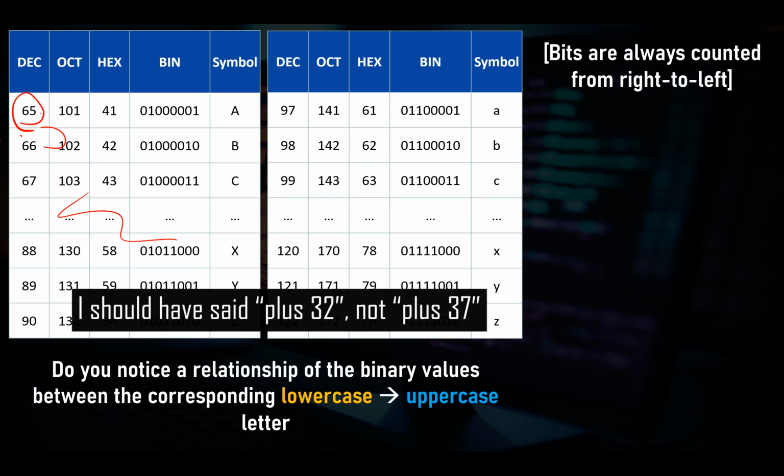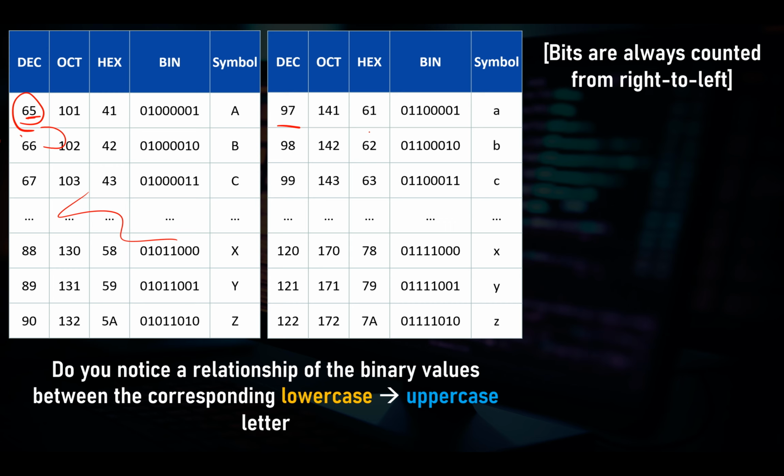Yeah, I'm just kind of scribbling everywhere. Okay, so to get from the decimal big A, which is 65, to the small a, it's just going to be +32. Likewise, if you look at the hex, it goes from 41 to 61, and then of course 42 to 62, etc.